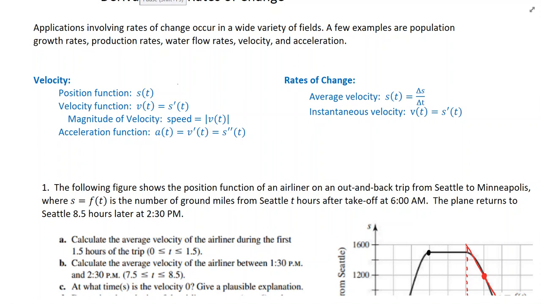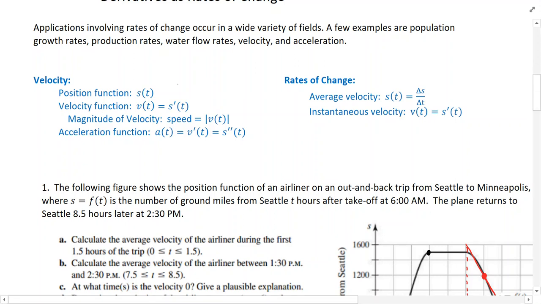Let's look at another example dealing with rate of change. So remember that average velocity is about the position function. It's in essence the slope of the secant line, so it's the change in our position over change in time. Instantaneous velocity is just the derivative of our position function.